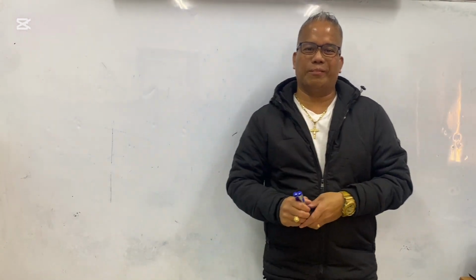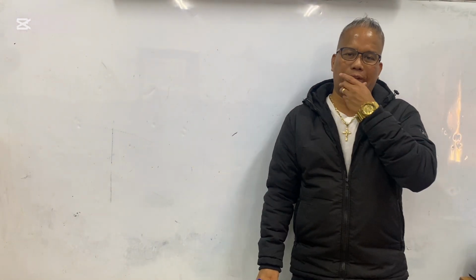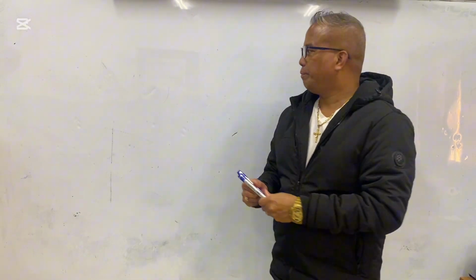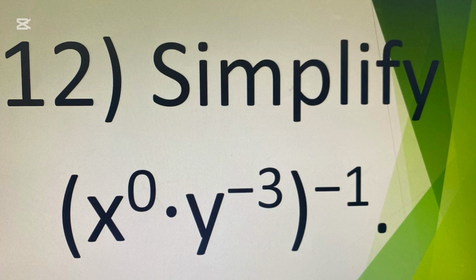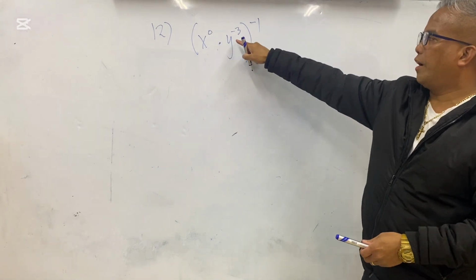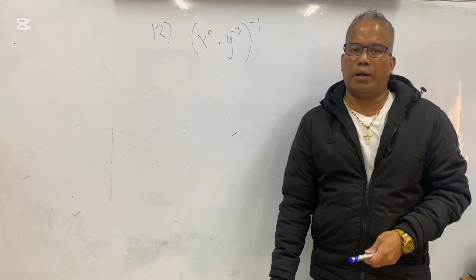Question number 12. Another question about zero and negative exponents. We are going to simplify the given expression. Here's the question. Simplify the quantity x raised to 0 times y raised to negative 3, close parenthesis, raised to negative 1. So the exponent is 0, then times y raised to negative 3, all raised to the power of negative 1.